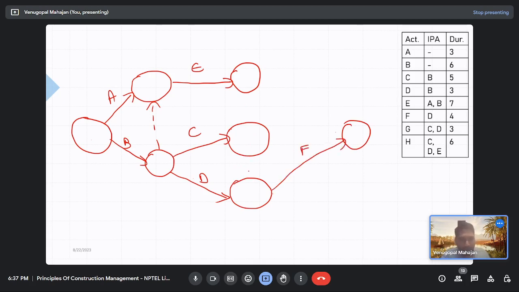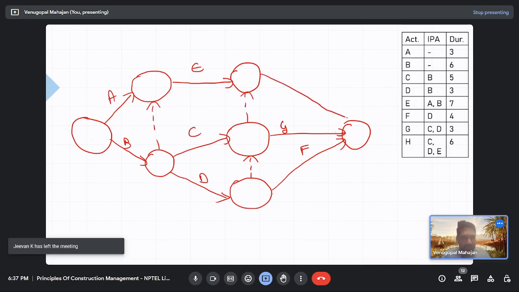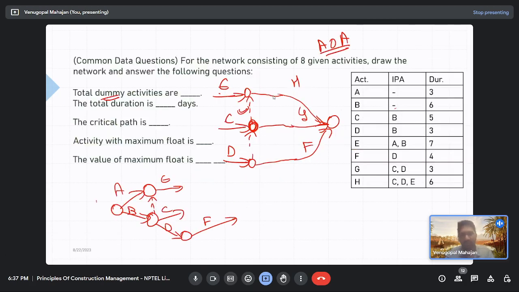From C and D we have got G, and from C, D, E we have got H. Right? You all agree? So let's try to answer the questions.